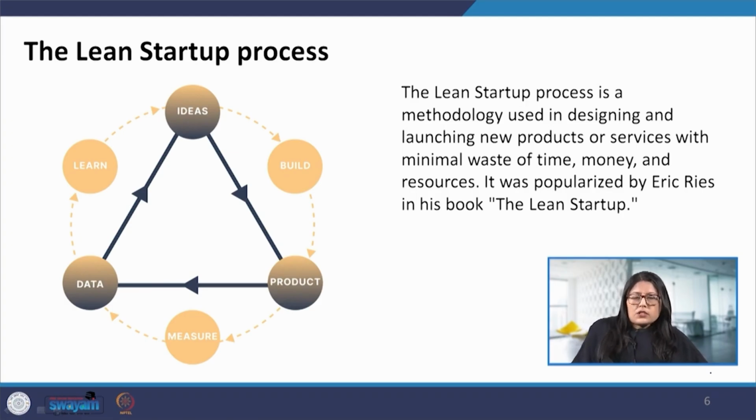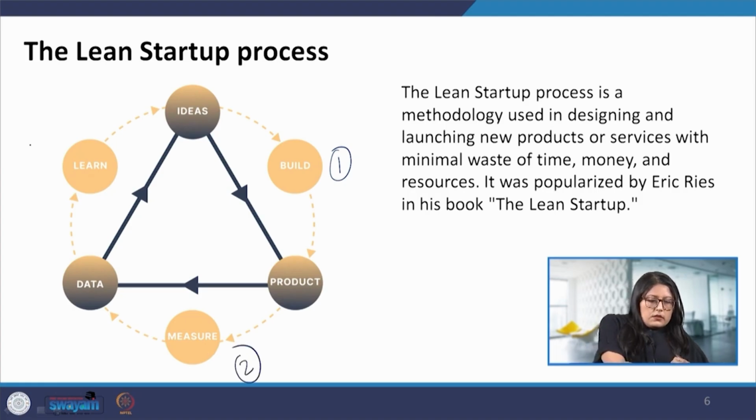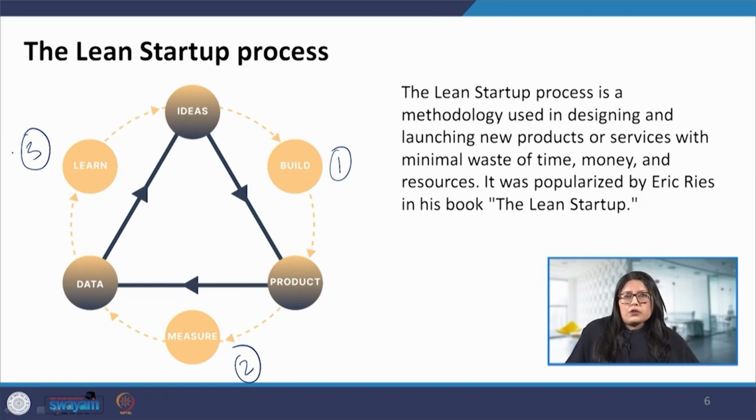So, this lean startup process usually has three steps. The first is build, second is measure, and third is learn. So, build, measure and learn, this is the loop that is used to come up with the solution. Now, within build we have products. So, building products, then measuring data, and then applying learning from the data that we have received, and finally adding more ideas to again build.